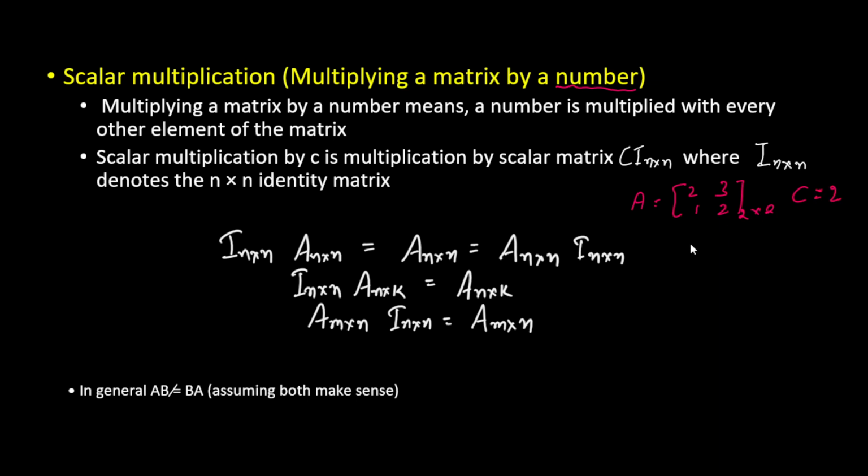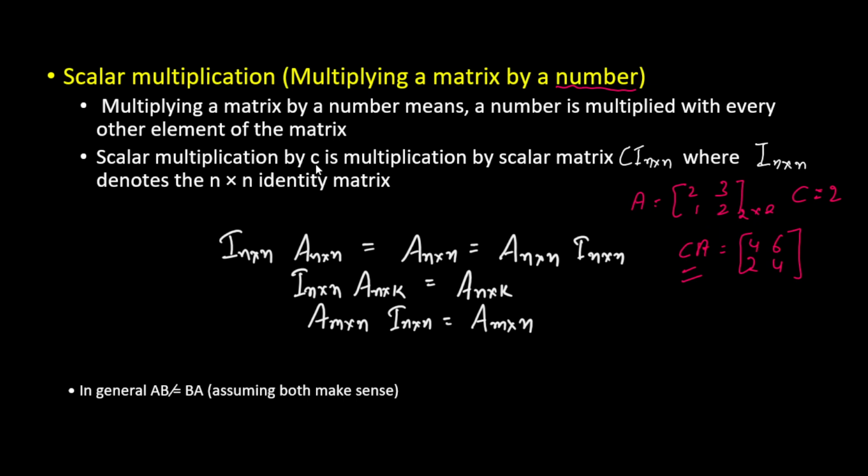Multiplying this constant with this matrix means that every element of the matrix is multiplied by this constant. That means 2 is multiplied with every element of this matrix. So 2 into 2 is 4, 3 into 2 is 6, 1 into 2 is 2, and 2 into 2 is 4. So this is what is meant by scalar multiplication.